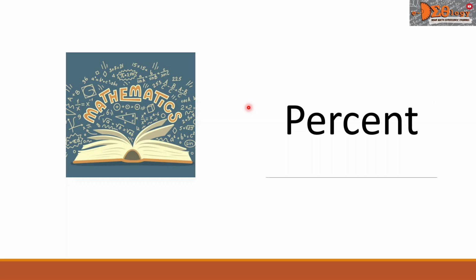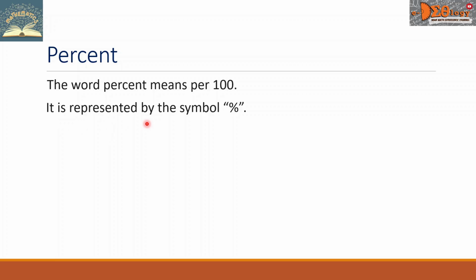Hi everyone. Today we're going to study percent. The word percent means per 100. It is represented by this symbol. Let's have an example. This is 0%. The word per 100 here means we can write this as a fraction, 0 over 100. And this fraction we can simplify, of course, to 0.